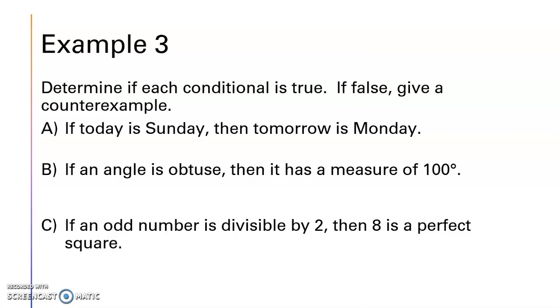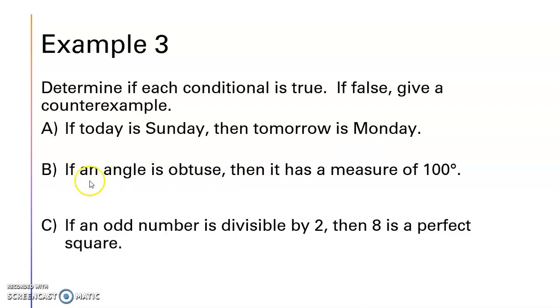Example 3, it says, determine if each conditional is true. If false, provide a counterexample. So in part A, it says, if today is Sunday, then tomorrow is Monday. So you're going to think about what happens if today was actually Sunday. So if it was Sunday, would this be true? Okay, so think about that, decide on truth value.